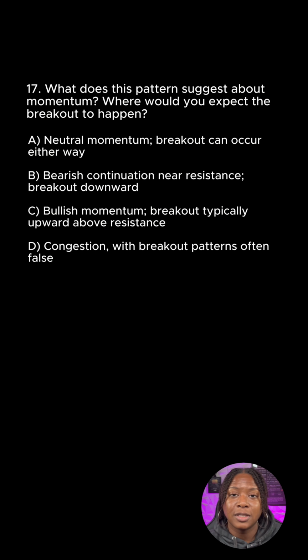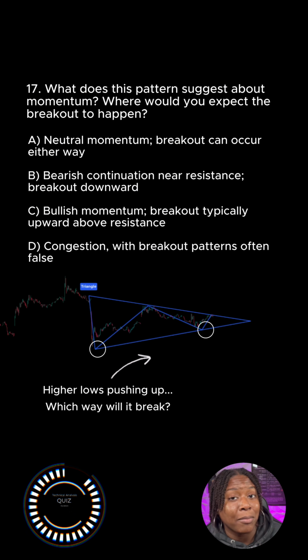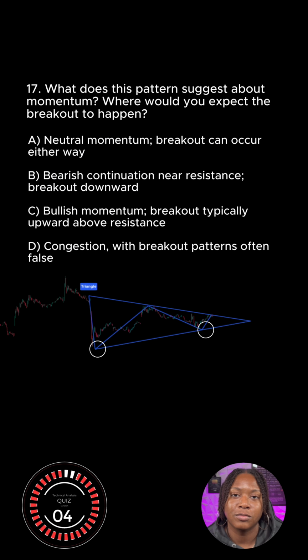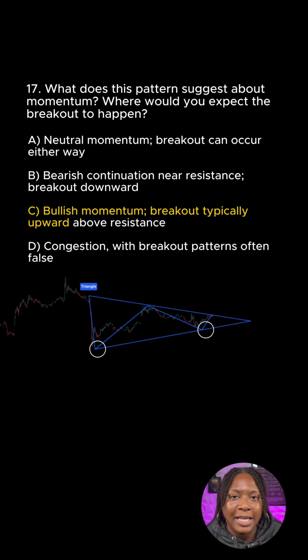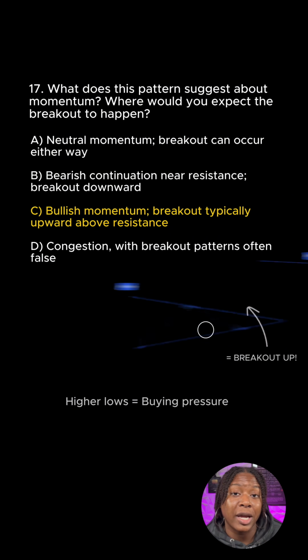This is an ascending triangle chart. So what does this pattern suggest about momentum, and where would you expect for that breakout to happen? All right, so this is an ascending triangle and it signals bullish momentum. So you have higher lows pressing against that resistance until you see that upward breakout.